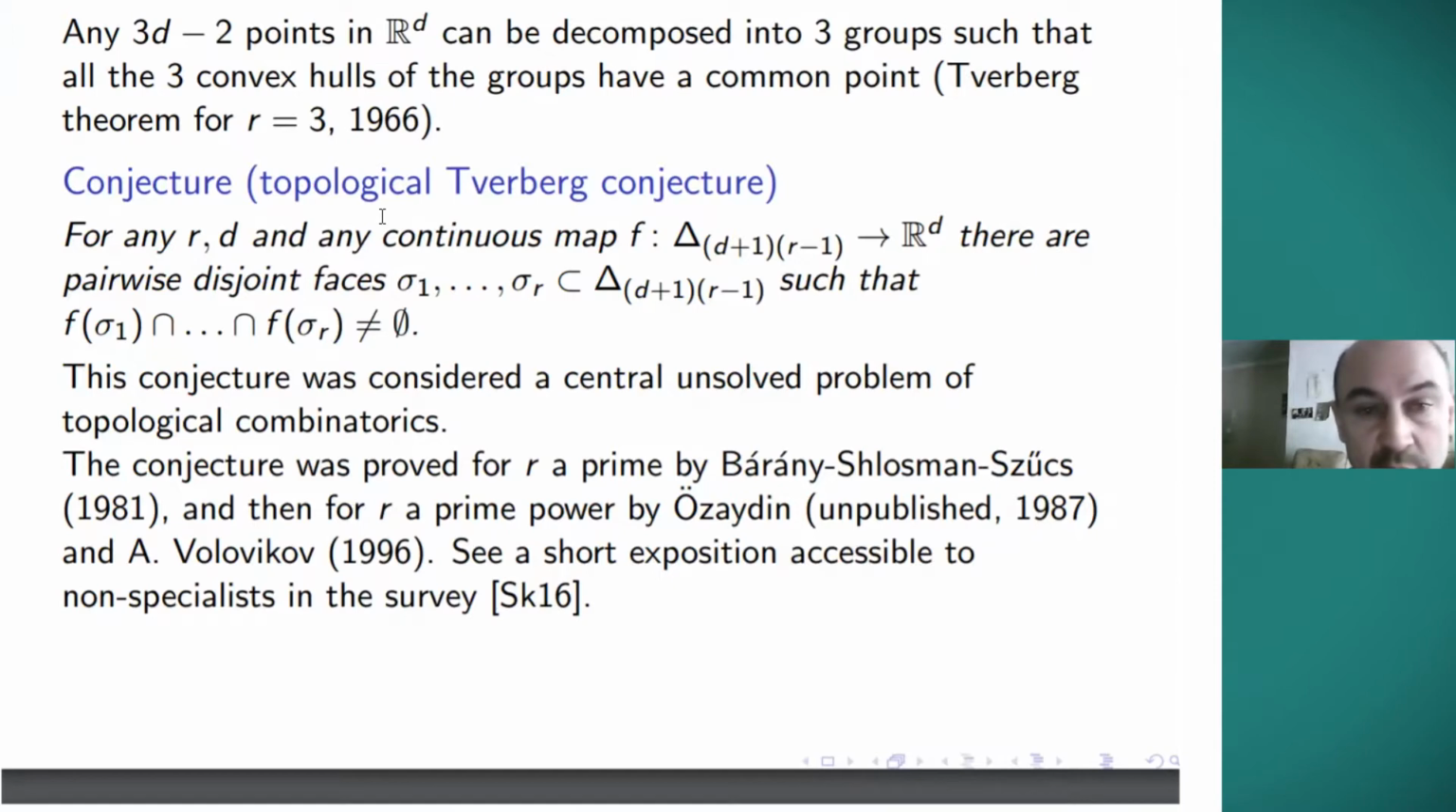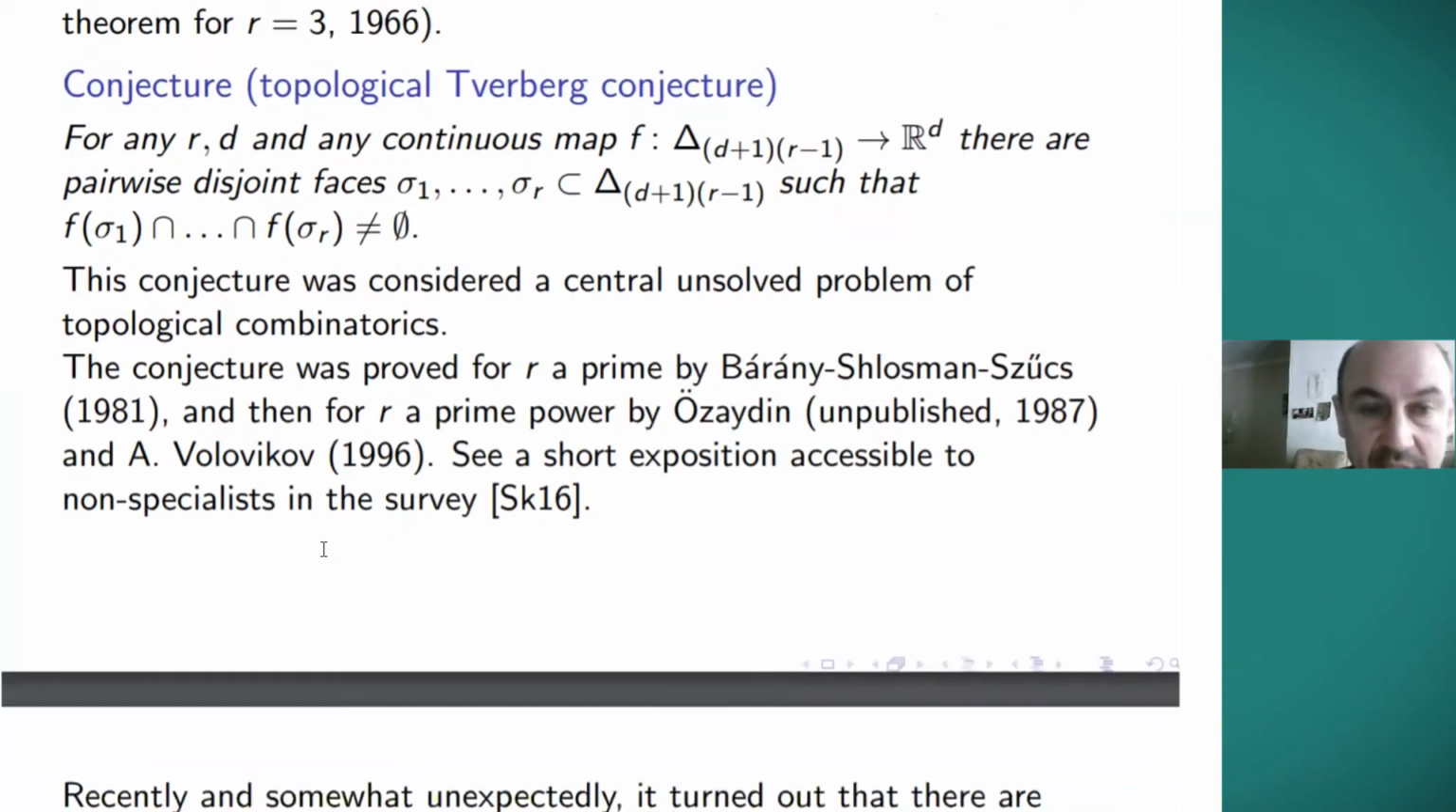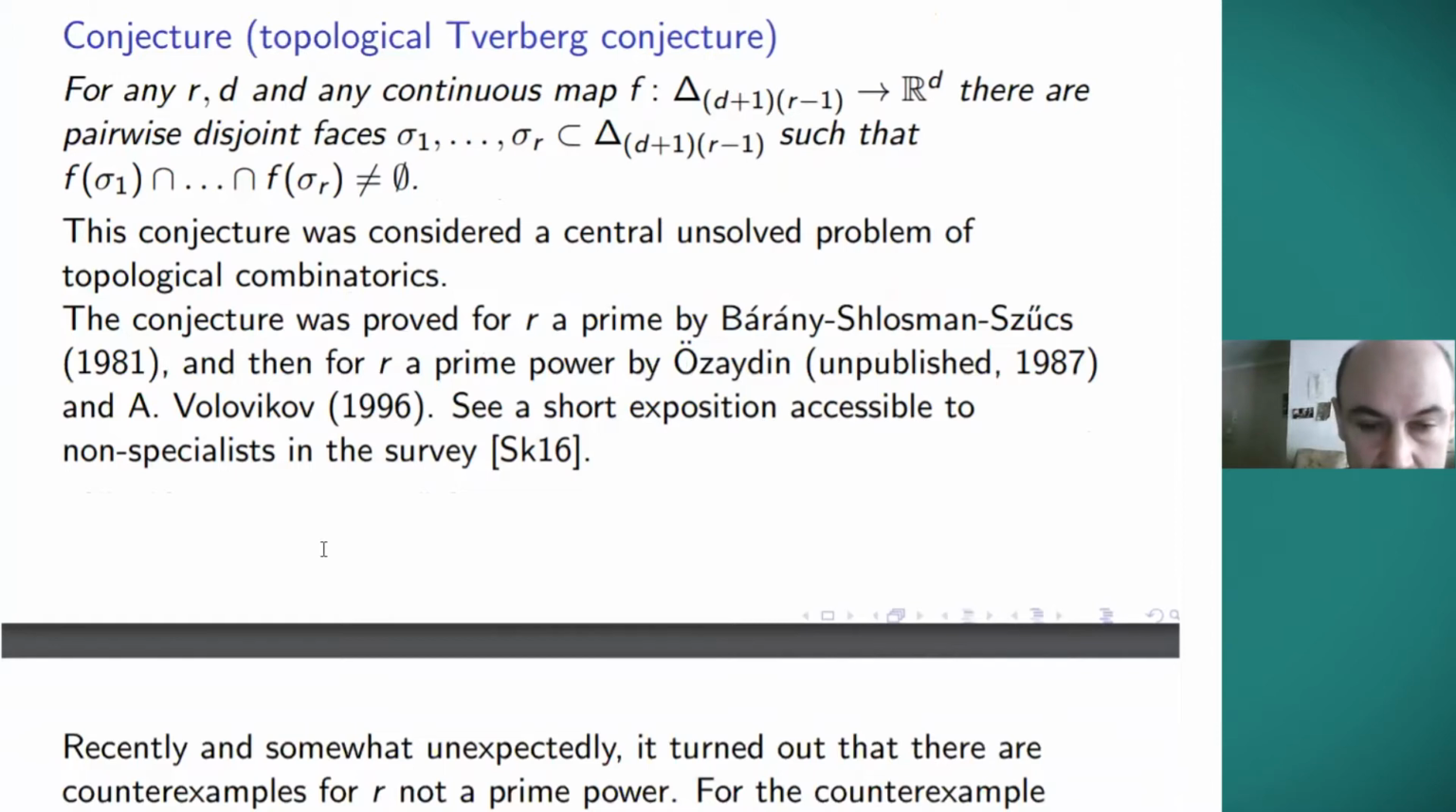And the topological Tverberg conjecture for any R asserts that for any continuous map of the simplex of this dimension to D-dimensional space, there are pairwise disjoint faces of this simplex such that the images of those faces have a common point. Well, this conjecture was raised at the end of the 20th century. It was considered a central unsolved problem of topological combinatorics. It was proved for R a prime by Barany, Shlosman, and Szucs, and then for R a prime power by Ozaydin and Volovikov. And it turns out that the conjecture is incorrect for R not being a prime power. And here I list papers which are important for the counterexample.